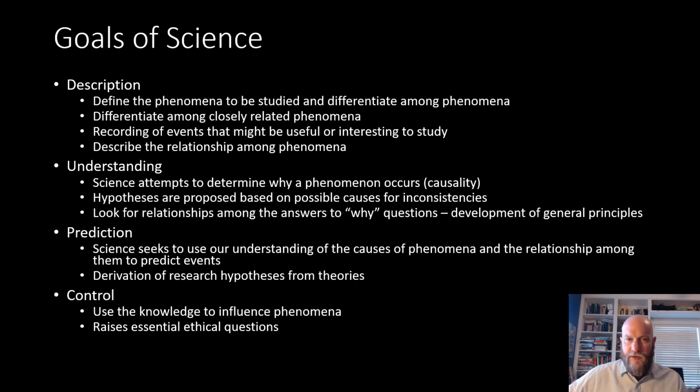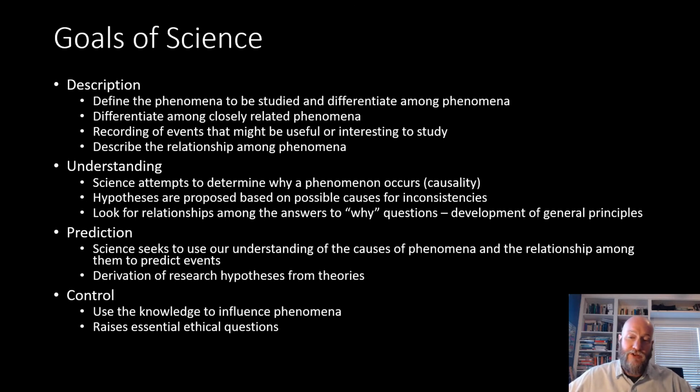The fourth goal of science, which your book does not touch on, but other textbooks certainly do, and I think it's an important one, is the idea of control. Are we going to use this knowledge that we have to influence phenomena? Now, outside of psychology, this is not a controversial construct for the most part. In chemistry or in pharmacokinetics, development of drugs for various medical conditions, we certainly are trying to use our understanding of causality to influence phenomena.